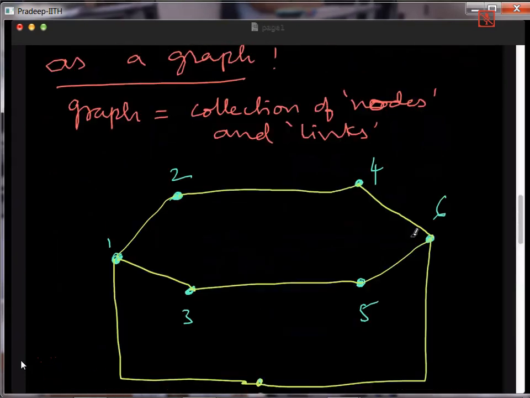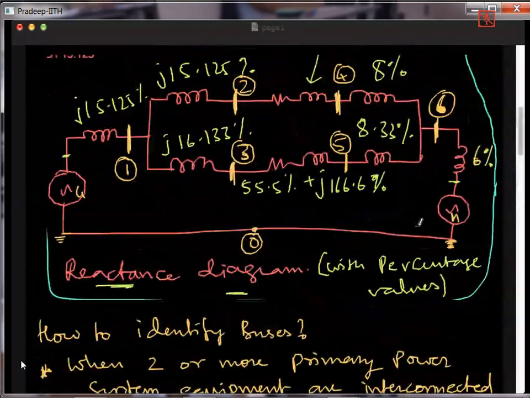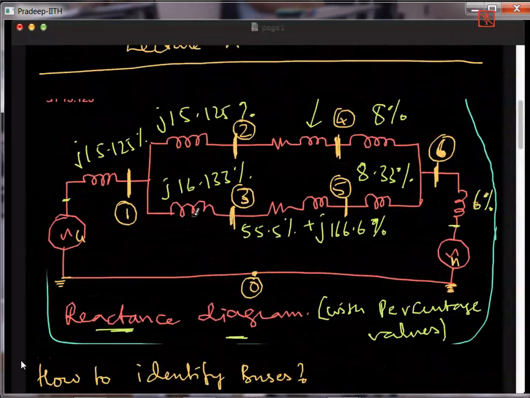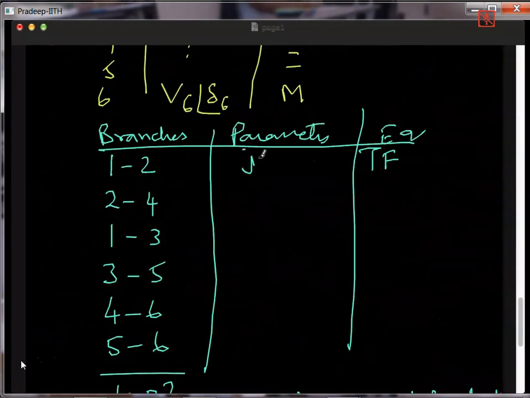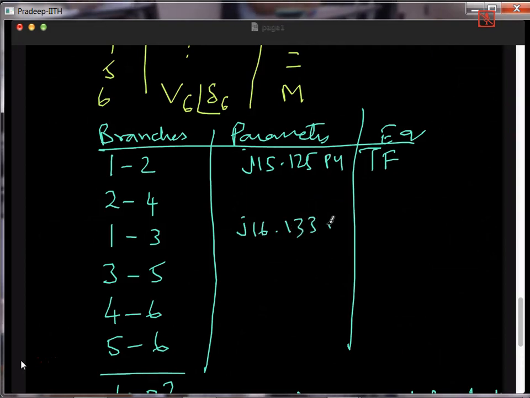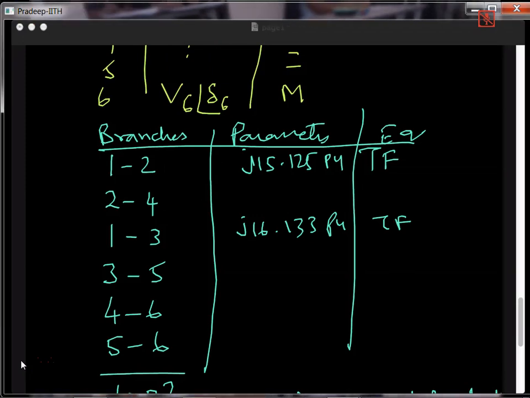So let's again go to the top. The reactance here is J15.125, whereas the reactance here is J16.133. So J15.125 per unit, and for 1-3 it is J16.133. These are the different parameters. Like this, you can define parameters for your network.